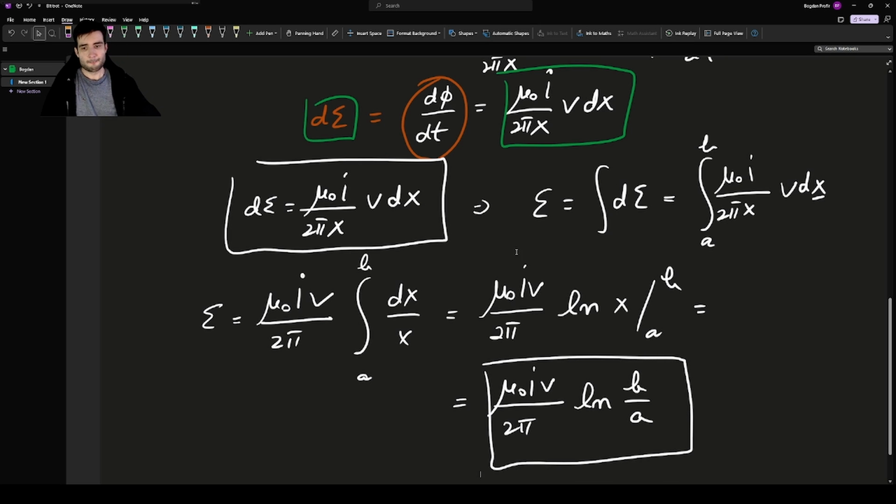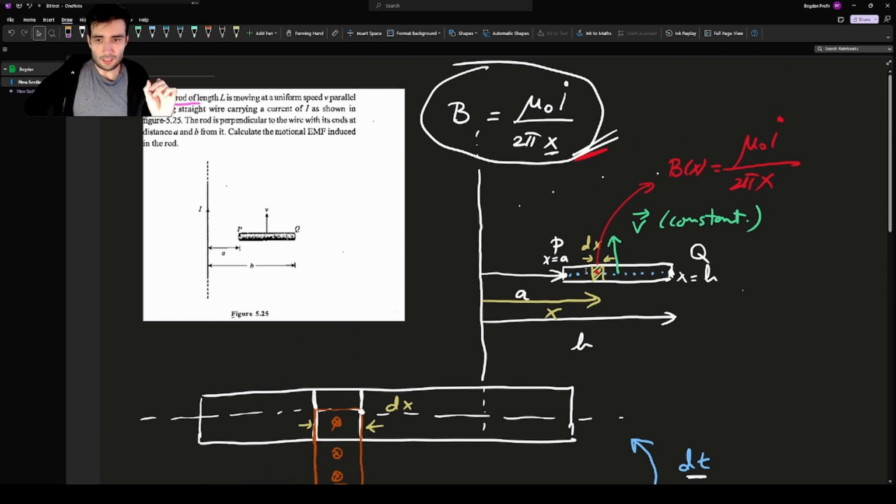So this is the total induced EMF in a conductor which is moving perpendicular to an infinitely long and straight wire. And the reason we had to do the integration was because, remember, each point on this conductor is experiencing a different amount of magnetic induction, because magnetic induction away from a straight wire is inversely proportional to the distance from it. And that's the end of the question.